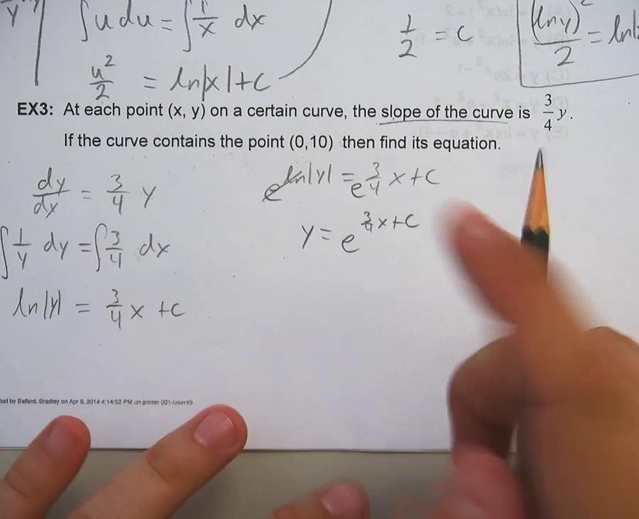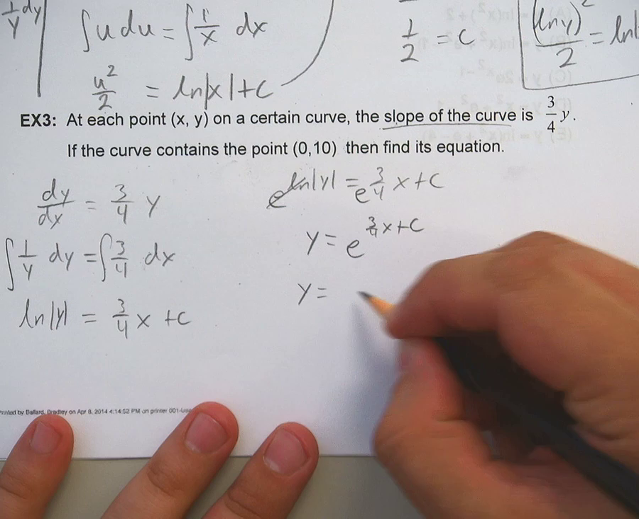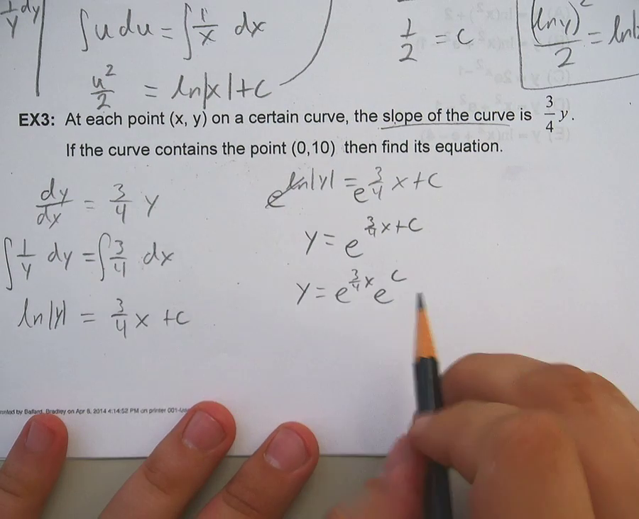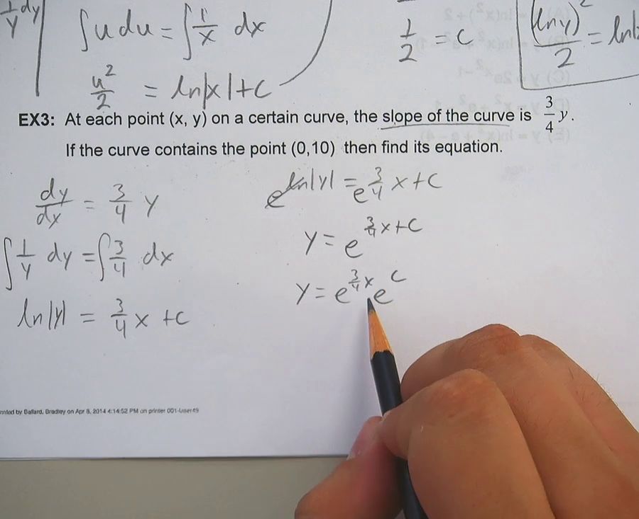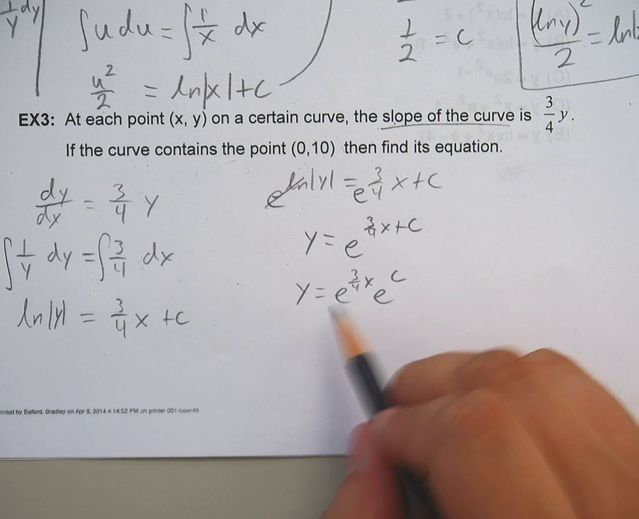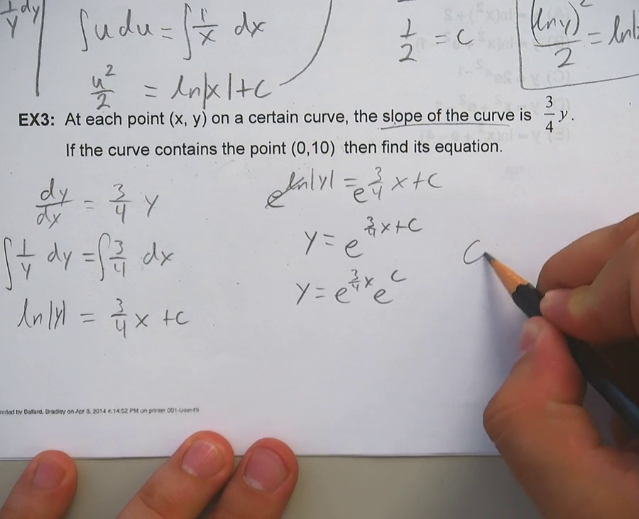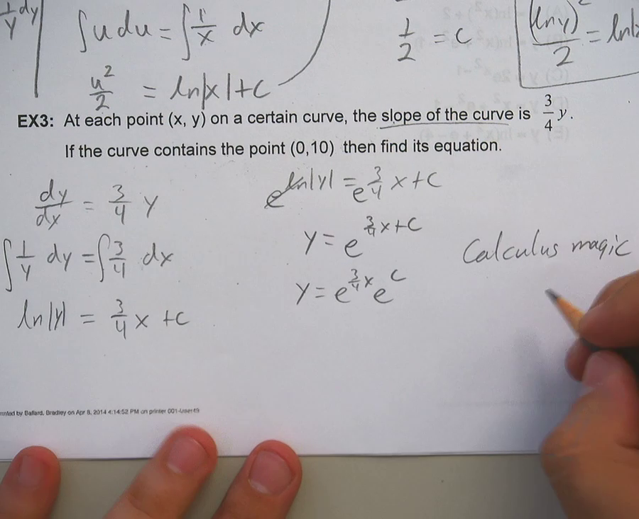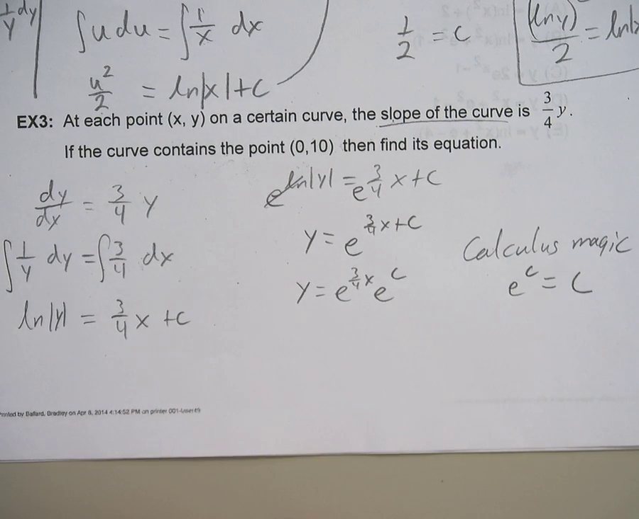Calculus magic. You know that when you add exponents like this, I could also split them up and call this e to the 3/4 x times e to the c. See, if I add their exponents like that, I can split them up and use them as multiplying two bases. That's a little bit of pre-cal. That's your laws of exponents from pre-cal and Algebra 1. Now, what's cool about this? Calculus magic. E to the c is just c.